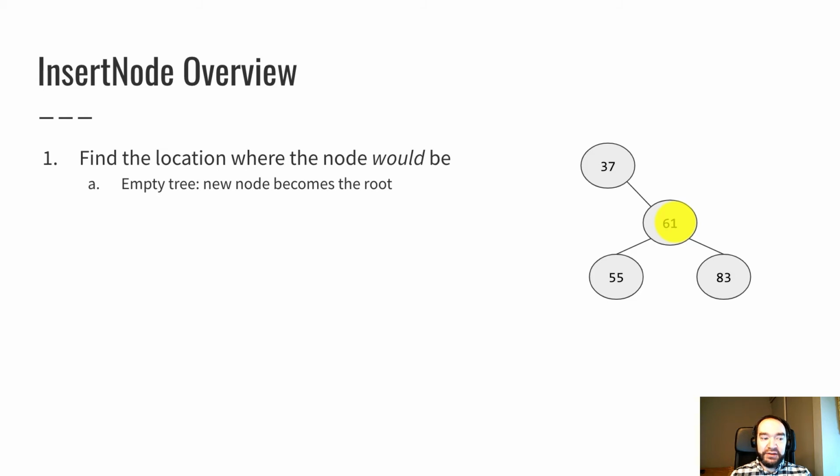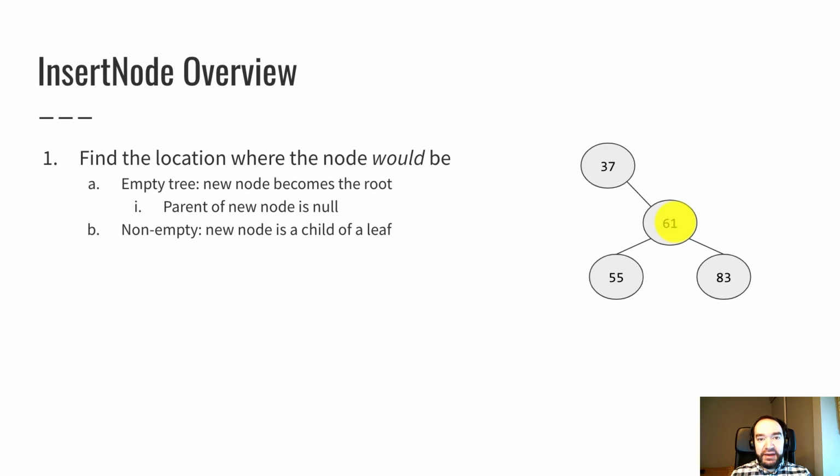So if the tree is empty to begin with, then the new node that we're about to create becomes the root of the whole tree. That's kind of an easy case. And in that case, the parent of our new node is null. The root does not have a parent.